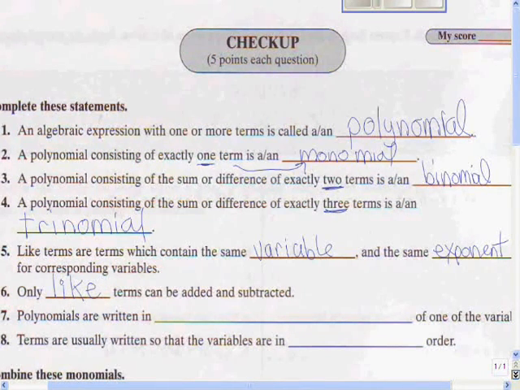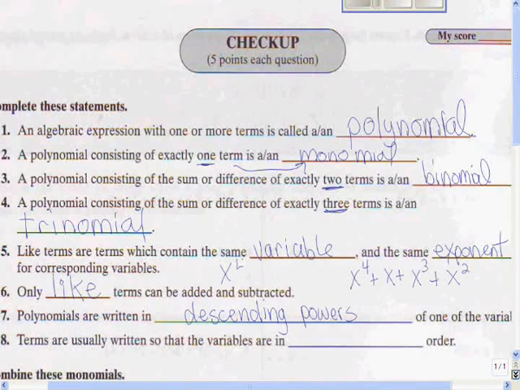Polynomials are written in descending powers of one of the variables. What does that mean? Well, let's just say if I've got x to the fourth, then I've got just x, then I've got x to the third, then I've got x to the second, right? They're all the same variable. Well, how should I write those? The right order would be descending powers.